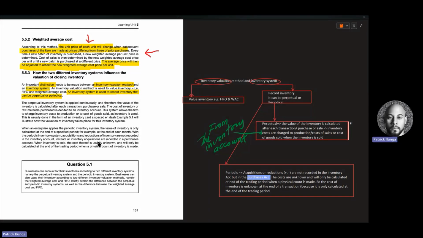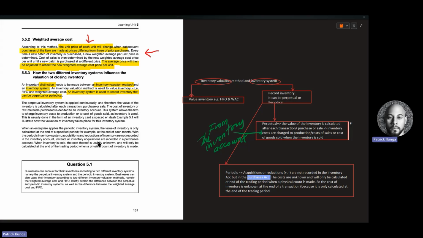So you have the inventory valuation methods, and you have the inventory systems. An inventory valuation method is different from an inventory system. You are valuing inventory with the inventory valuation method, and that's why you have first in, first out, as well as the weighted average cost method. We're going to dive into those very soon. But when you're looking at the inventory system, you are talking about the perpetual and the periodic.